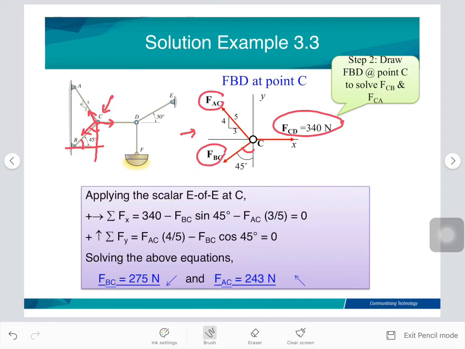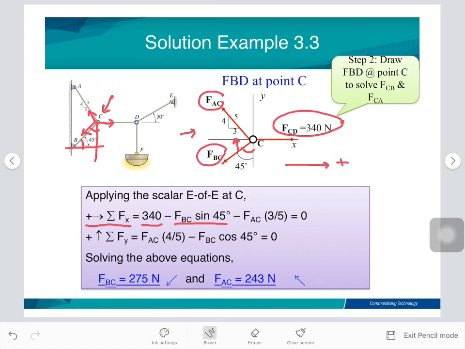So first, we need to write the equations of equilibrium, summation Fx. So summation Fx positive in this direction. So what do we have here? We have FCD, so FCD is equal to 340. And then we need to minus FBC sin theta. So here we have sin theta because our angle is on this side. That is why when we want to resolve the FBC to this, we use the sin 45. And then here we have minus FAC.